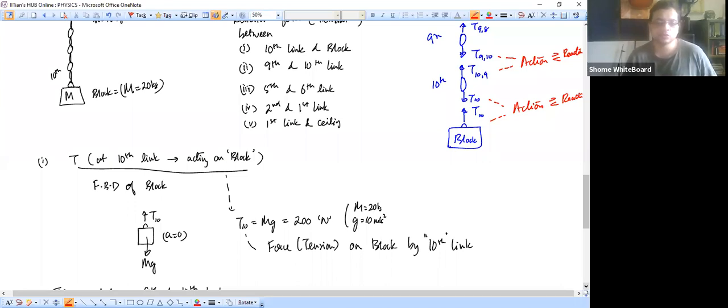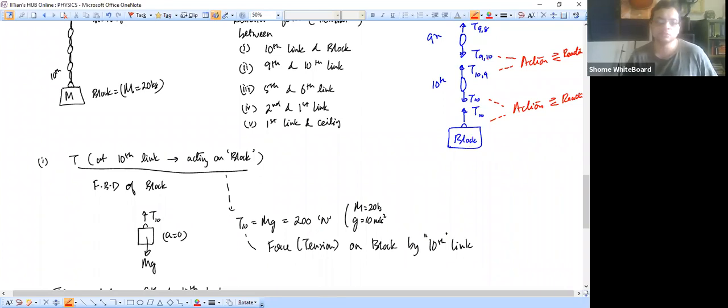Okay. So now logically we want to understand how much is the tensional force acting between the 10th link and the block. For that we make the FBD of the block. So we understand the magnitude of this action reaction pair. That's equal to the weight of the block, that was 200 newtons.